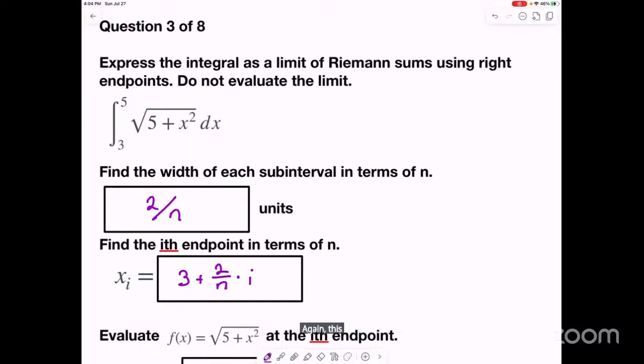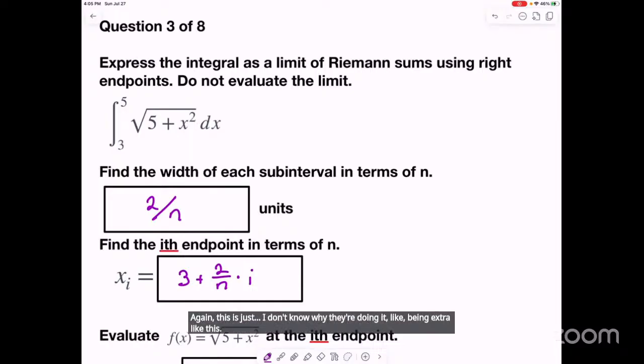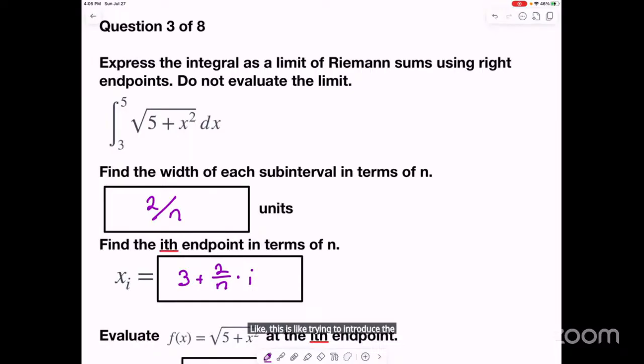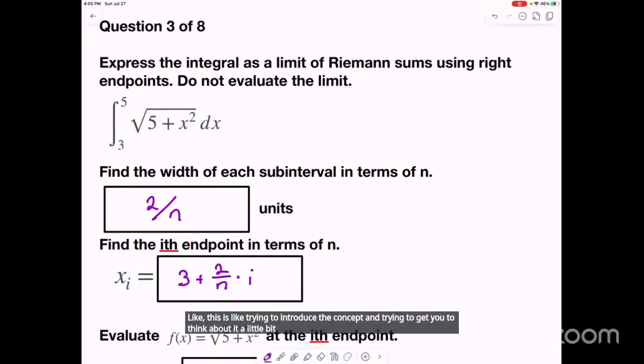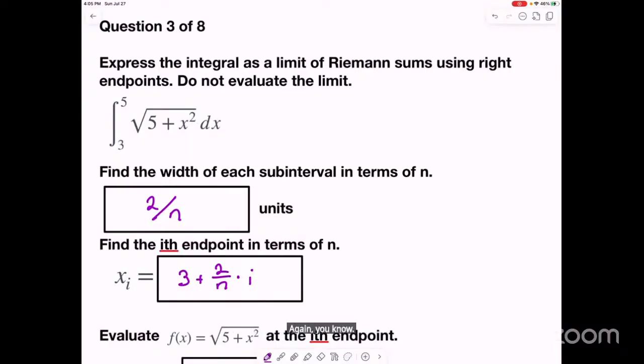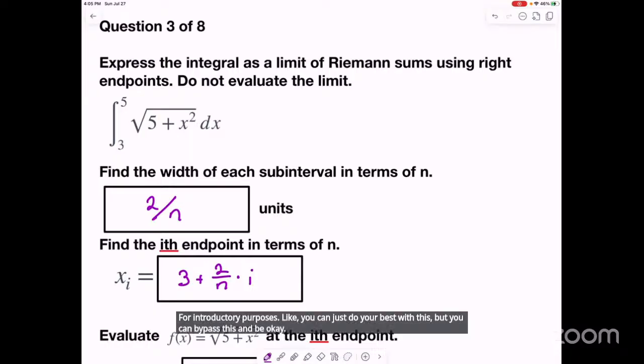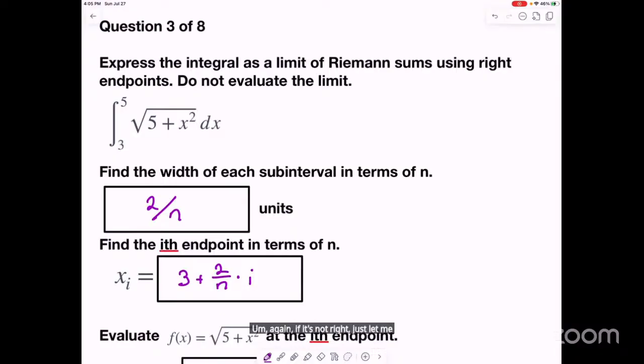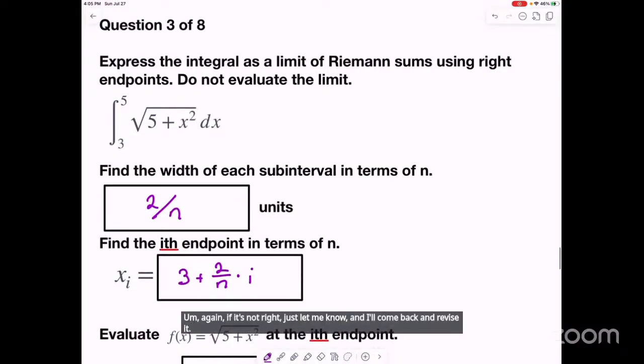Again, I don't know why they're being extra like this. This is trying to introduce the concept and get you to think about it a little bit differently. We're not really going to do it like this. This is just for introductory purposes. You can just do your best with this, but you can bypass this and be okay. Again, if it's not right, just let me know and I'll come back and revise it like we've done others.